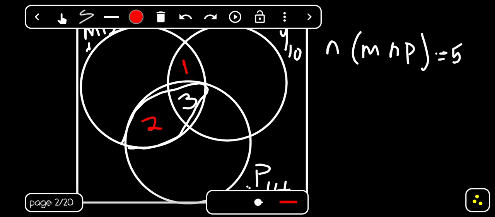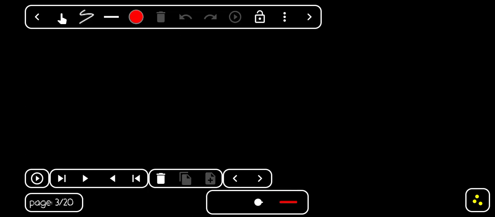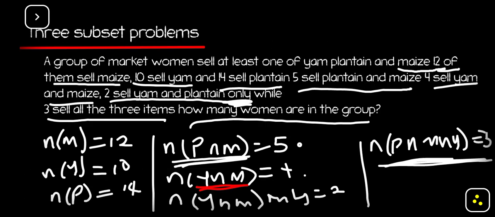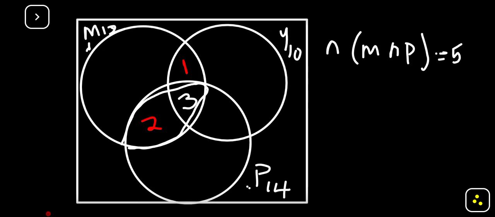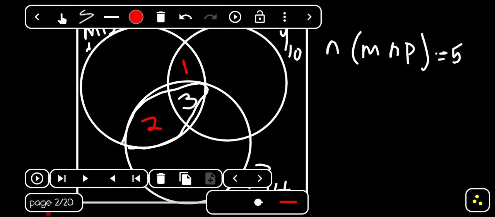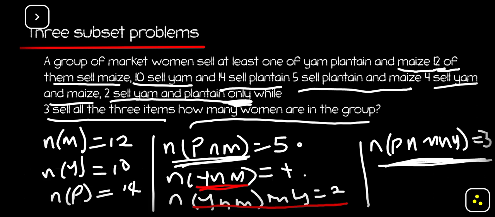Now let's look at the other one there. The other one says yam and maize only is 2. So this one is very interesting. It's very specific. Yam and maize only. Sorry, is it yam and maize or yam and plantain? Let me see. Oh, it's yam and maize only is 2.